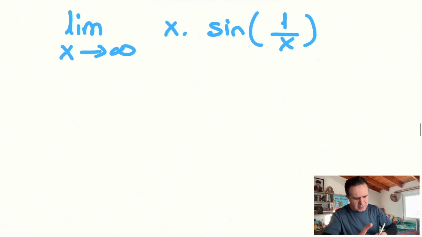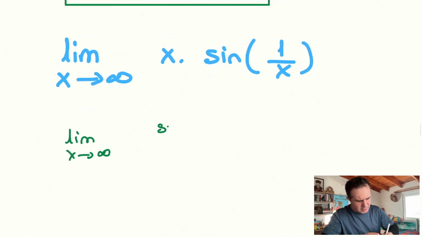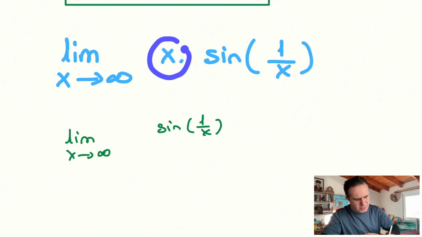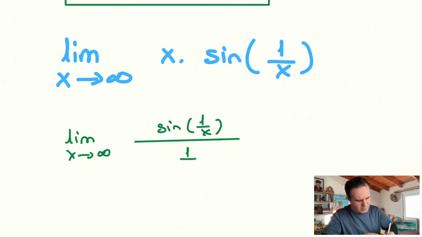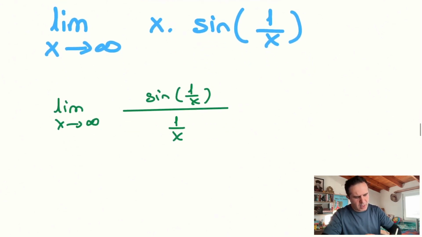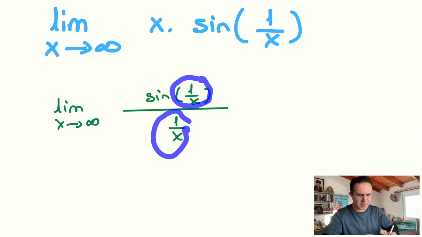I can write this as the limit as x approaches 0 of sine 1 over x. Now, I will rewrite x here as 1 over x in the denominator. Now, I have the same expression in the sine and in the denominator.